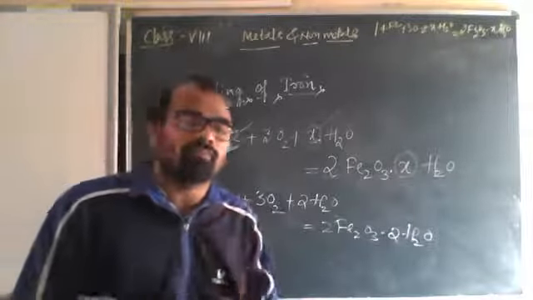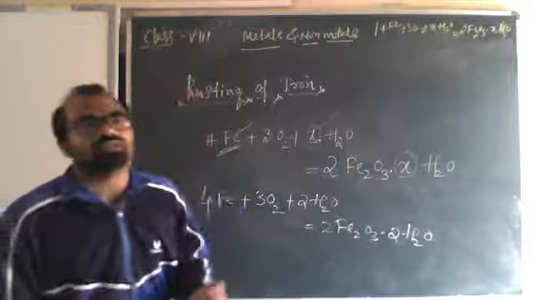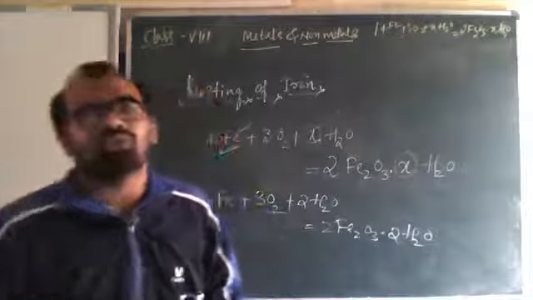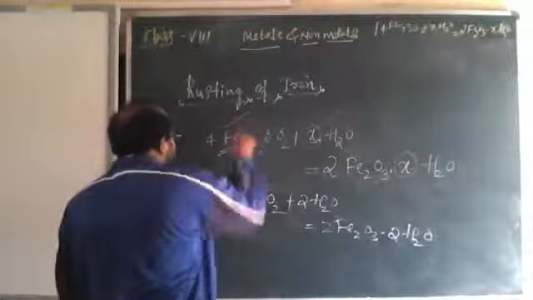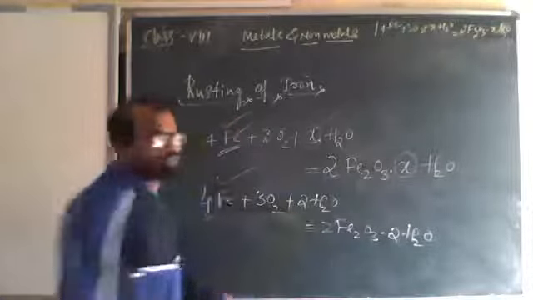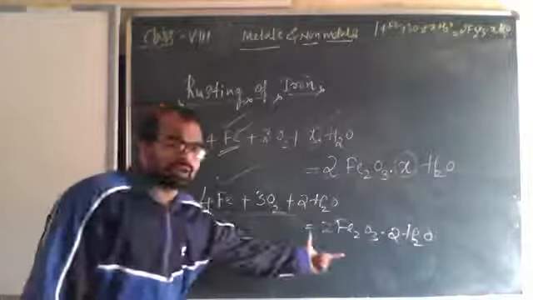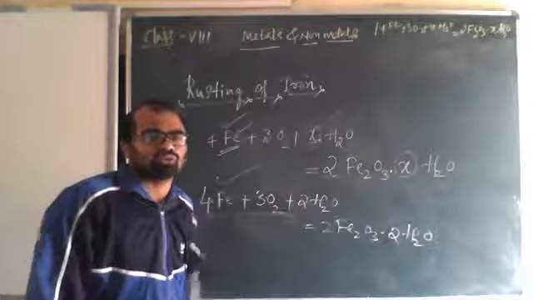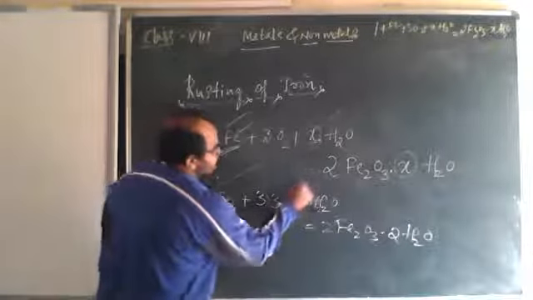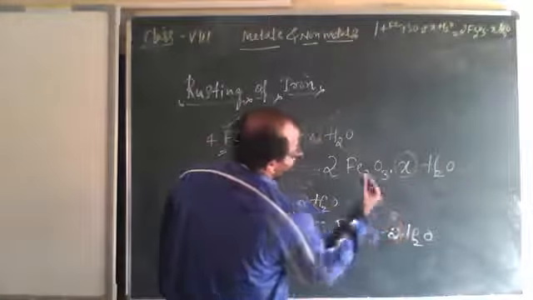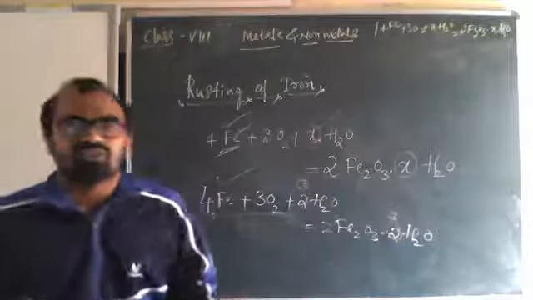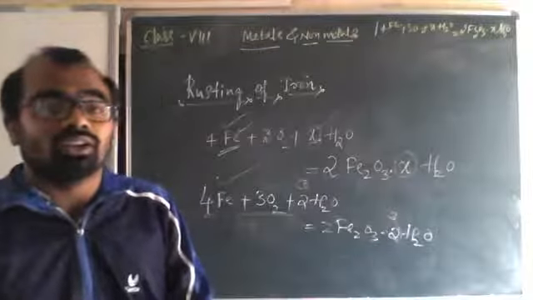So please be perfect with this. 4Fe + 3O2 + xH2O gives 2Fe2O3.xH2O. Either you write this or you write this. Any of the two you write, you will get the marks. This is general. For example, if it reacts with 2 molecules of water, or if it reacts with 3 molecules of water, I just have to change the number of water molecules here. That's it. So only this much we can say.